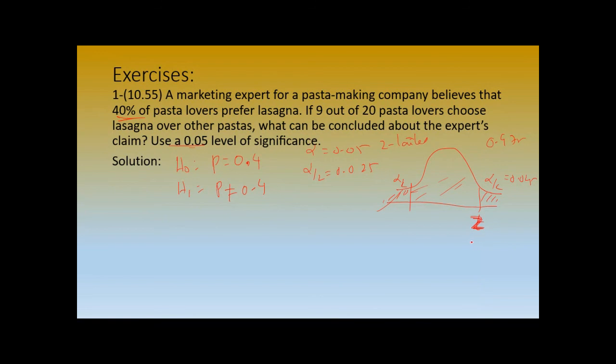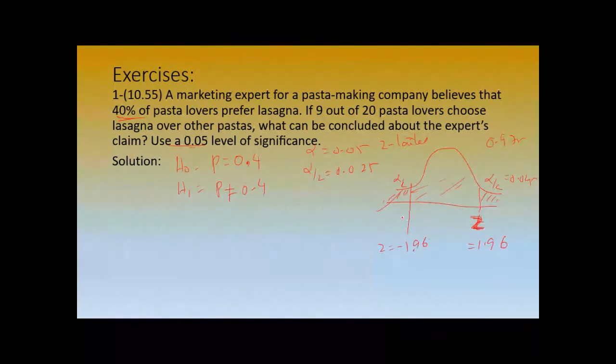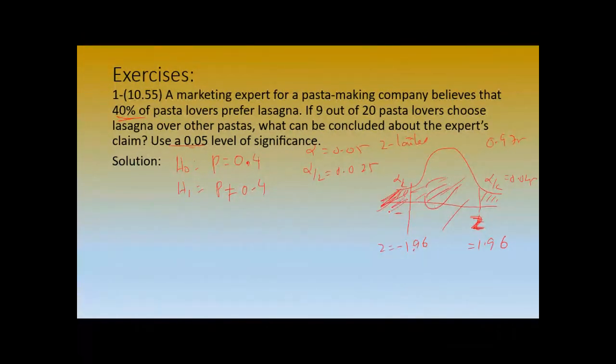This will be z is equal to 1.96. Here it is then negative, z is negative 1.96. So any data falling in this interval will be accepted. This area is the area of rejection, right hand and left hand. So the critical region is: is it less than negative 1.96 or greater than positive 1.96?